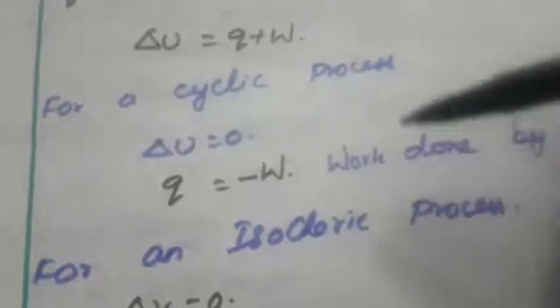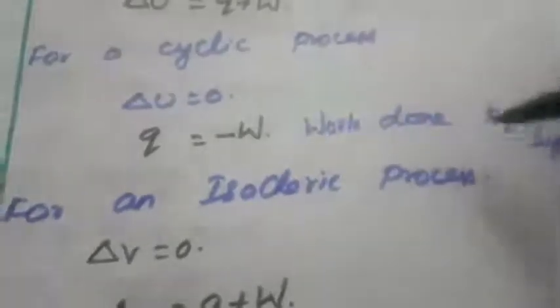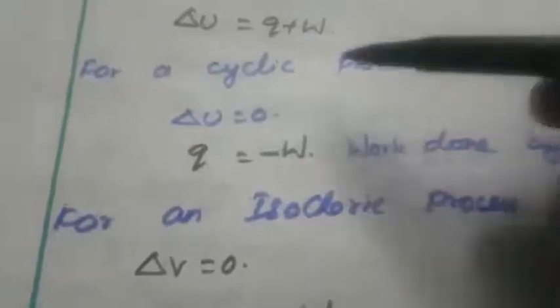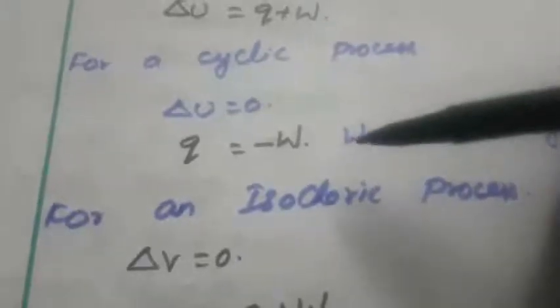In some cases, for a cyclic process, delta U is equal to 0. So this term becomes 0, and Q is equal to minus W. Here, minus W is the work done by the system. So heat absorbed is equal to the work done by the system. So in a cyclic process, the heat absorbed will be equal to the work done by the system.